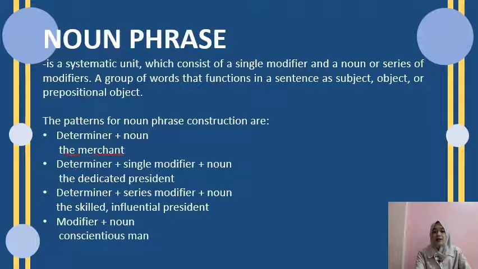The determiner here is the, the modifier is dedicated, and the noun is precedent. Another pattern is determiner plus series of modifiers plus noun. The is the determiner, skilled and influential is the series of modifiers, and precedent is the noun. Another is modifier plus noun: consensus man. Consensus is the modifier and man is the noun.